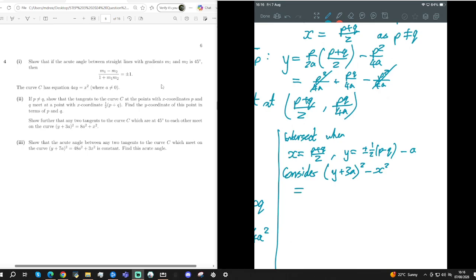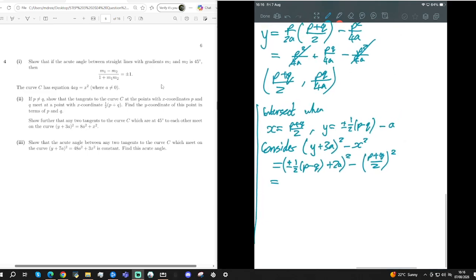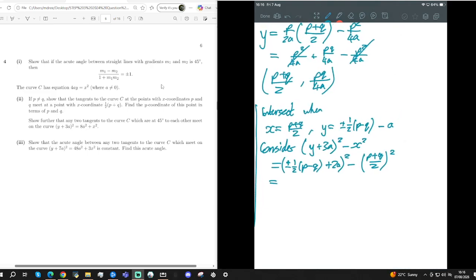I'm going to sub this in and see what happens. So this is going to be now a half P minus Q plus 3a, so it's going to be a plus 2a. I do need to keep the plus or minus for now, squared, minus P plus Q over 2 squared. I don't have a huge amount of working space. I'll turn the page in a moment. I'm hoping this comes out quite pleasantly. So this is going to then be a quarter P minus Q squared. When I square the first term, the plus minus there does disappear.